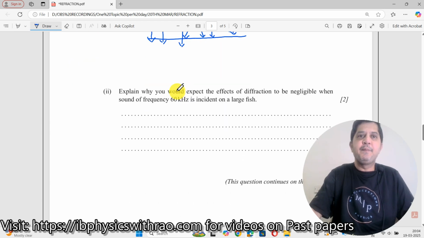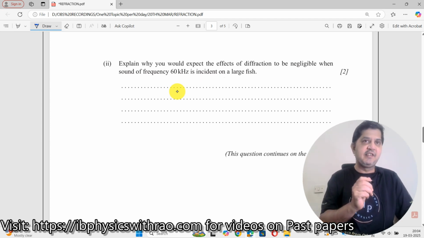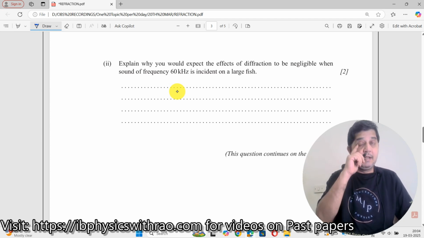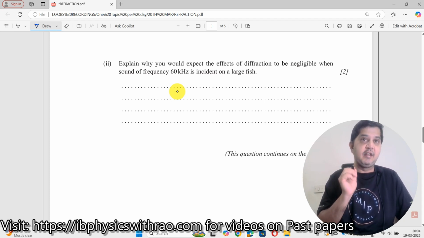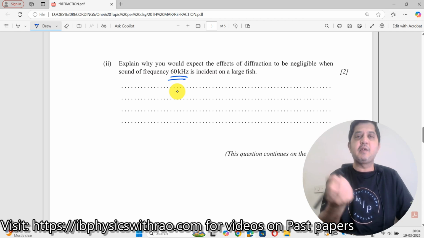Now explain why you would expect the effects of diffraction to be negligible when sound of frequency 60 kHz is incident on a large fish. Now the question is, why are we applying an ultrasonic sound? You usually hear that in sonar we always use ultrasonic. What is it? Ultrasonic is something whose frequencies are very, very high. So if I use 60 kHz, what will happen?